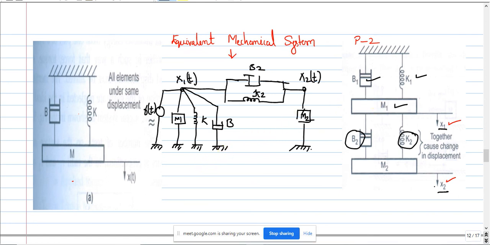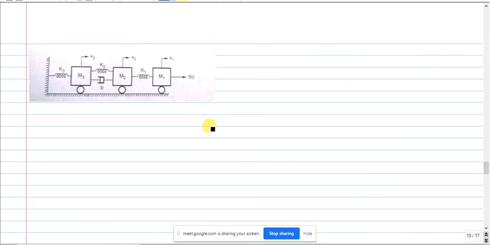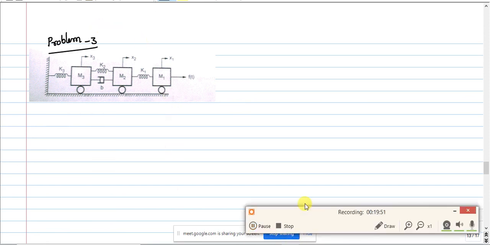Okay, so now I want you to try problem number 3. For this problem I want you to write down the equivalent mechanical system in the form of a nodal diagram, and enable your video and show me how it is written.